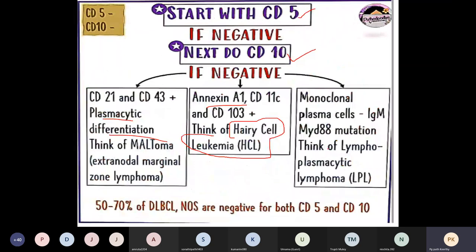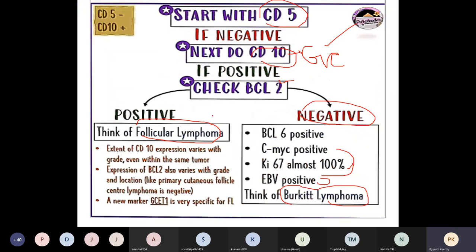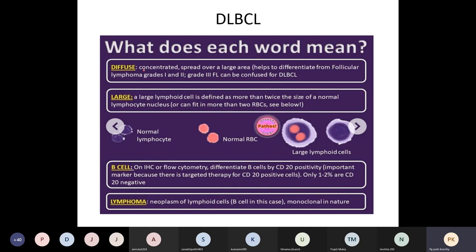And next, one more approach, ma'am, was written for DLBCLs. Like there is a term we use, no? What is the full form of DLBCL? Diffuse large B cell lymphoma. So diffuse means they are arranged in sheets. Large means, as I told you, more than 2 times the size of an RBC. And B cell means lineage-wise they are B cells, that means they are CD20 positive. Lymphoma means obviously monoclonal proliferation.